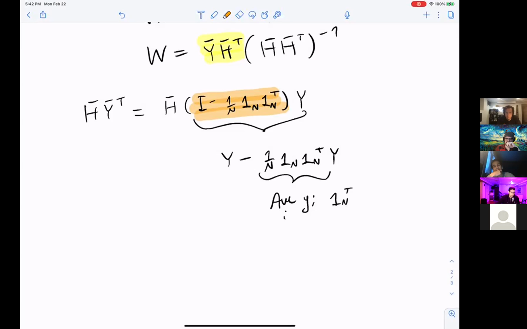A centralizer. It's a centering matrix. Exactly, a centering operator. Yes, centralizer, centering operator. It is a thing. There is a Wikipedia page. So basically, this matrix is just subtracting the global mean from y. Now notice that this thing I claim is actually equal to h bar y. Do you agree or do you disagree?